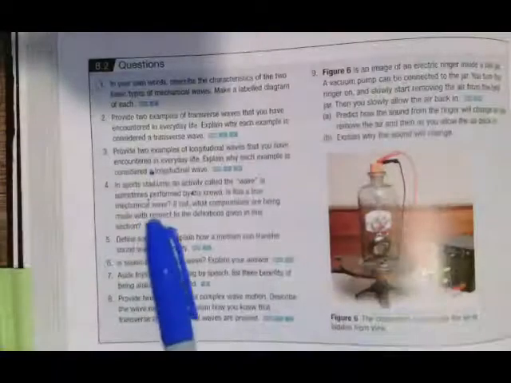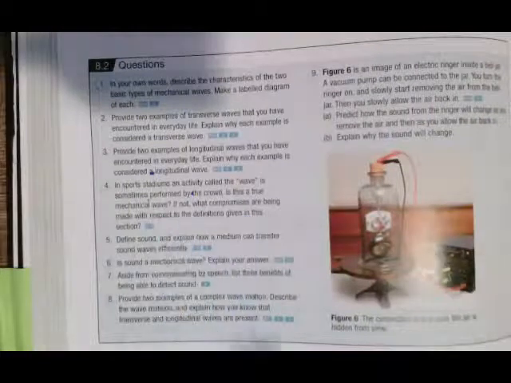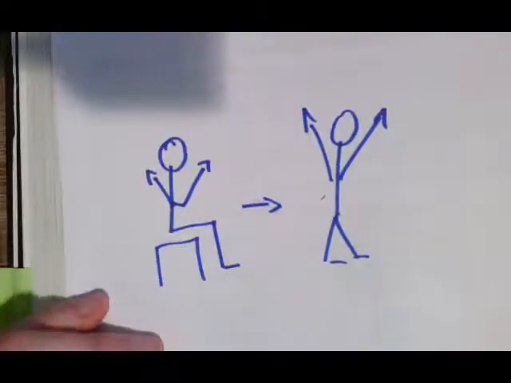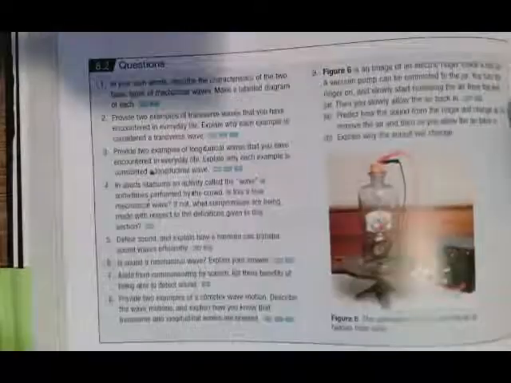So when it asks what compromises are being made with those definitions, you have an issue with the vibrations, not around an equilibrium point, and it's also not a transfer of energy through a material. Cool? That was number 4.